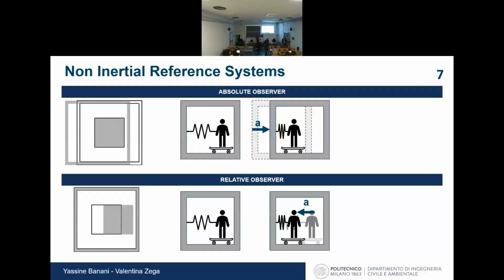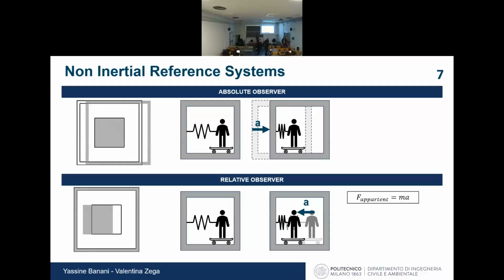And we know from Newton's law that we have a motion only if we have an external force. This is not a real motion because in reality the guy is fixed, the box is moving. But in this new reference system, we want to use Newtonian mechanics. So let's say this is moving, we say that there is an apparent force acting on it. And the apparent force is equal to the mass times the acceleration, because we want to use Newtonian mechanics.